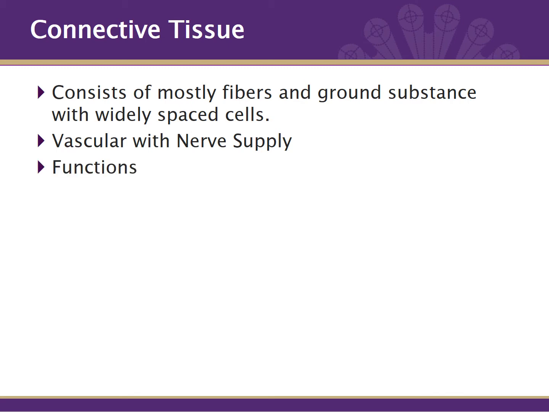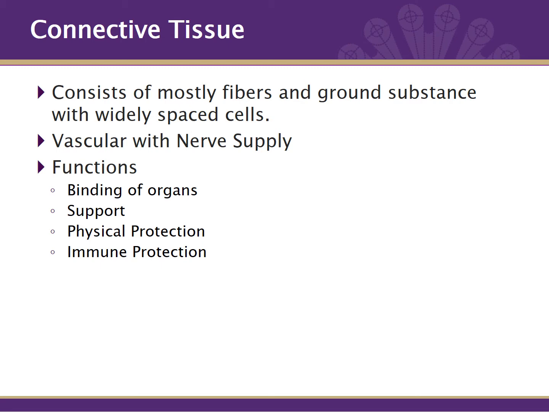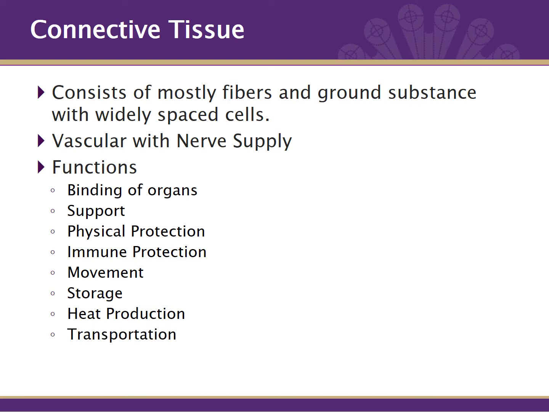Connective tissue has many functions, but mainly it does what the name implies: connect. Connective tissue is used in the binding or enclosing of the organs, support of the body, keeping us straight, physical protection of vital organs, as in how the skull protects the brain, immune protection, for example, the white blood cells that look for infectious microorganisms, movement. Our bones are levers for the muscles to act on. Energy storage in the form of lipids, heat production, and temperature regulation. And lastly, transportation of nutrients and gases via the blood.